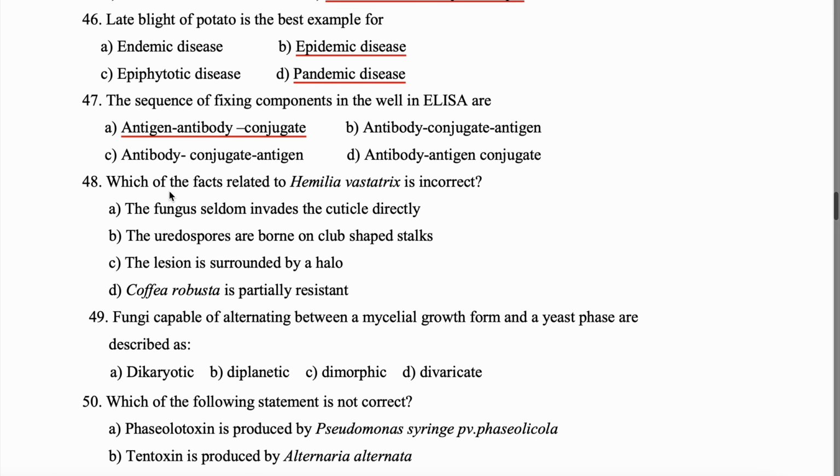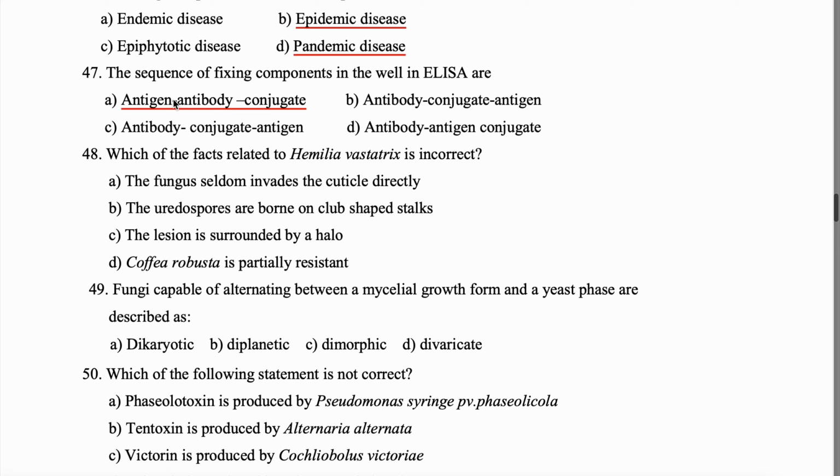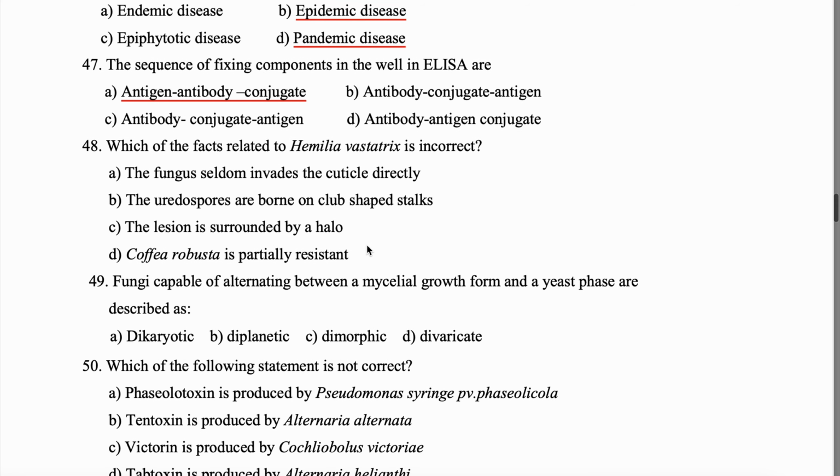Question 48. Which of the facts related to Hemileia vastatrix is incorrect? So, we will read all the options. Option A, the fungus seldom invades the cuticle directly. Okay. Next, the uredospores are borne on club-shaped stalks. Alright. Option C, the lesion is surrounded by a halo. Option D, Coffea robusta is partially resistant. So, this is the incorrect one.